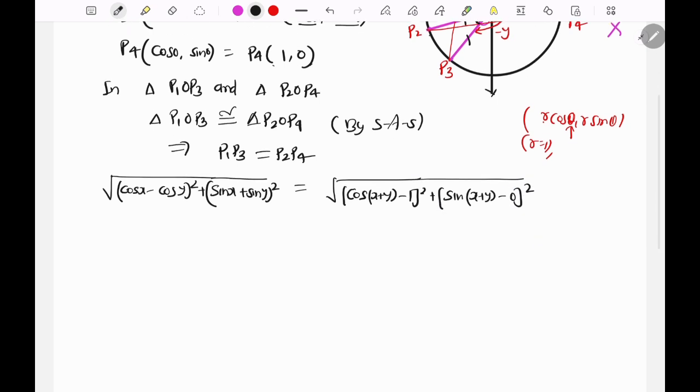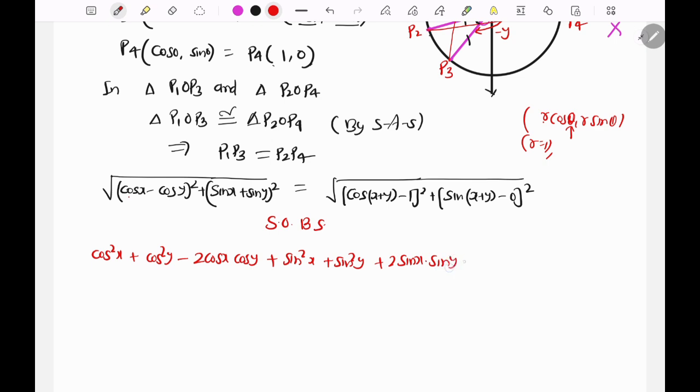Now, to remove the square root we have to square both sides. Then the square and square root cancel, and at the same time we can open cos x minus cos y whole square. So it will be cos square x plus cos square y minus 2 cos x cos y plus sin square x plus sin square y plus 2 sin x sin y.